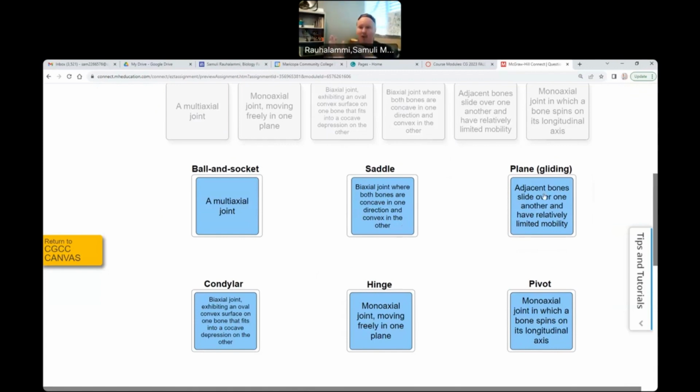A plane joint is where the adjacent bones slide over one another and have relatively limited mobility. A condylar joint is a biaxial joint with an oval convex surface on one bone that fits into a concave depression of another. A hinge joint is monoaxial. I think the hinges of a door are a good example of that, moving freely only in one plane. And pivot joints are monoaxial joints in which a bone spins on its longitudinal axis. So we're seeing that as well.